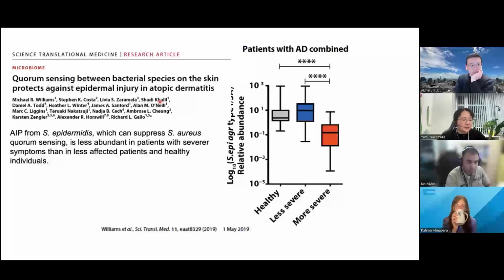Interestingly, a previous paper also demonstrated that if atopic dermatitis patients have less commensal AIP in the skin, they have more severe skin symptoms. This graph shows the amount of Staph epidermidis AIP in the skin of healthy, less severe AD and severe AD. You can see more severe AD patients have less epidermidis AIP in the skin compared to those of healthy and less severe AD.